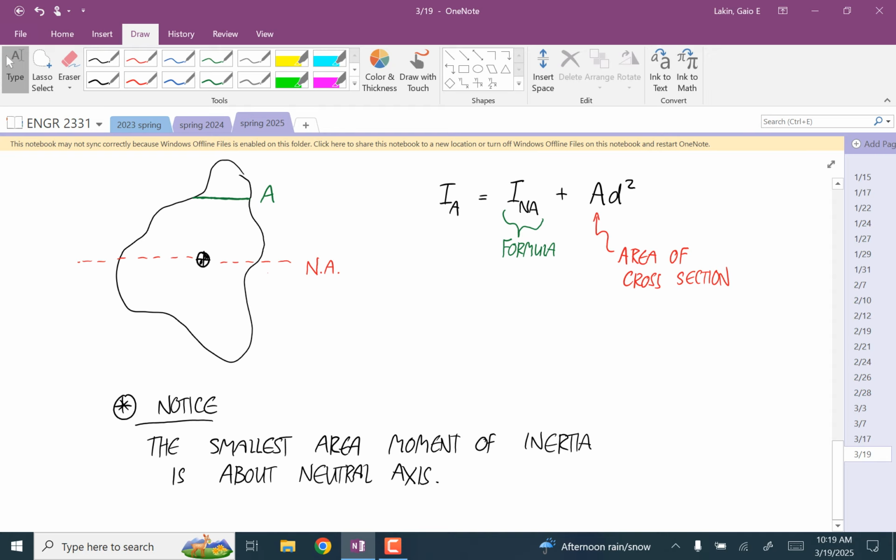Because you're adding on something positive times something squared, you can't do anything but get bigger as you move away from the neutral axis. Okay, so when would you have to do this?